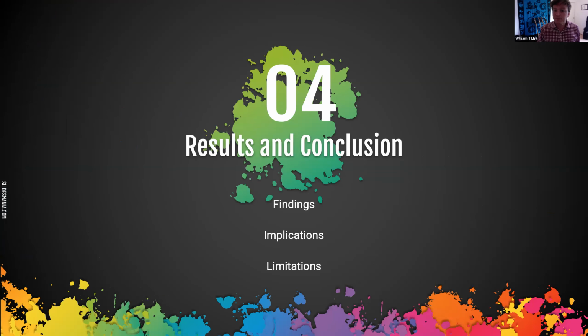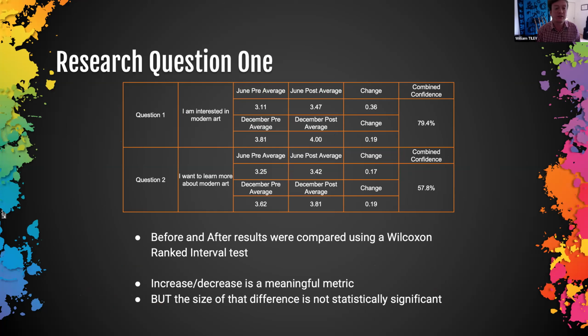So what did I find? Well, for research question 1, looking at students' interest in art and therefore its validity as a meaningful learning experience, you can see from the table that generally students' interest in art increased over the course of the study. I compared the before and after results using a Wilcoxon signed-rank test to give a kind of confidence interval that the before and after data sets are unique and definitive. And you can see that it came out at about 80% and 60% here.